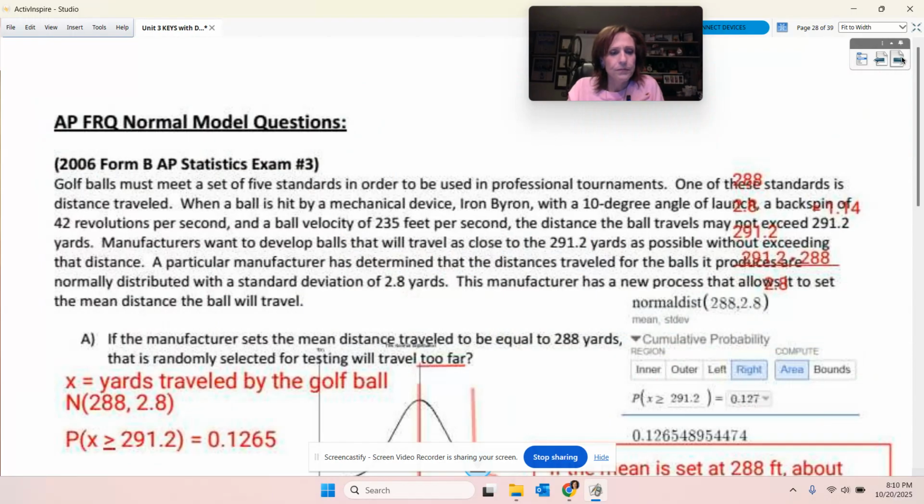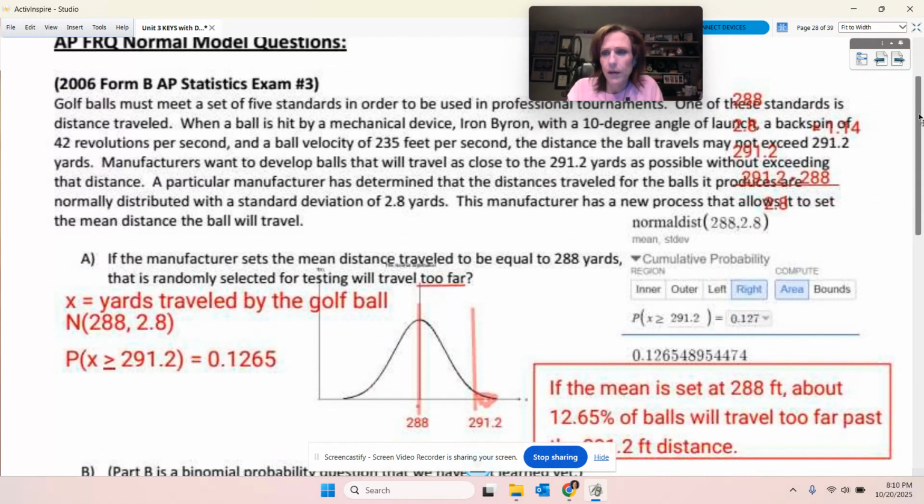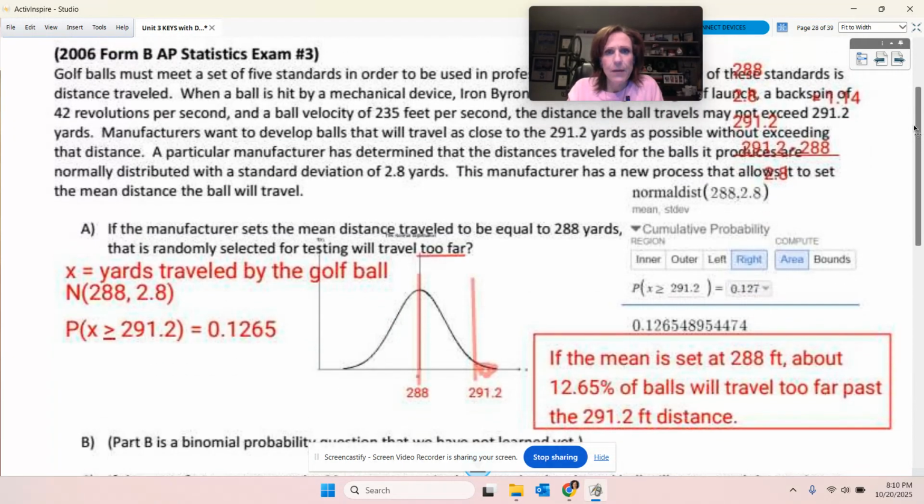All right, now we have context problems. This is very typical of the kind of information you have to do. Read the problem. The stopping distance they want is a limit of 291.2.